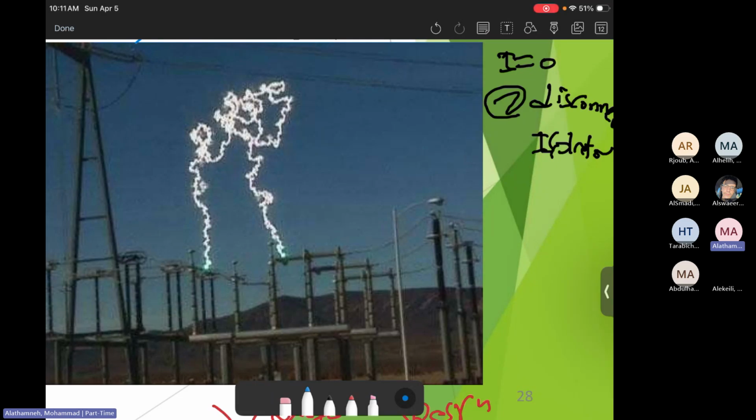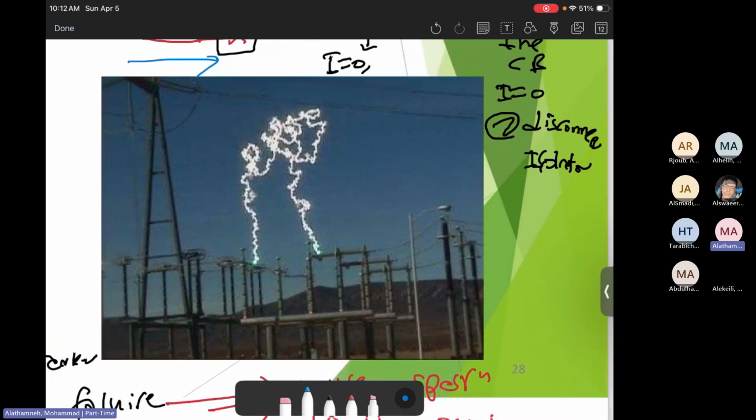When you open the isolator, you will see that big spark that will cause a problem. Therefore, the isolators are designed to work only when the current is zero. This kind of situation is abnormal, because the current does not equal zero, which is something that we don't want.